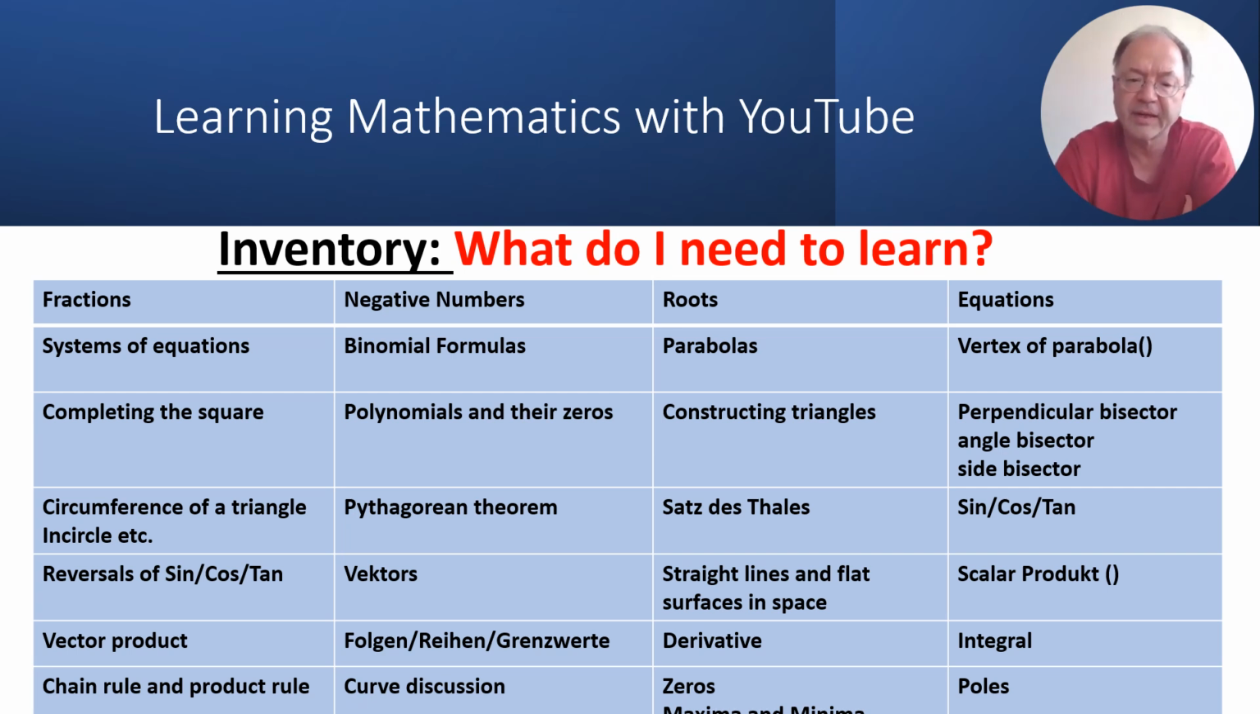Folgenreihen, Grenzwerte, that means series and sums of series and limits. Derivatives, integrals, chain rule and product rule. The chain rule and product rule, curve discussion, zeros, and poles.